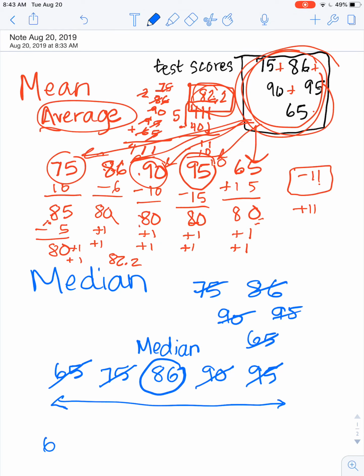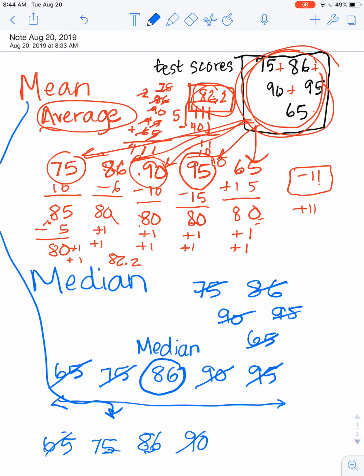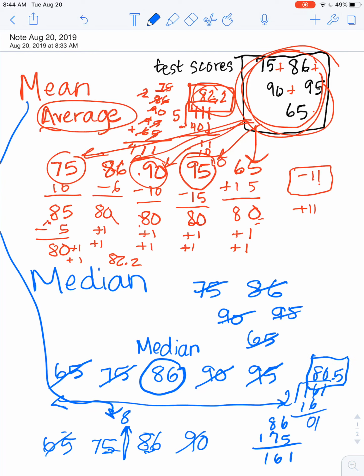If for some reason you only had 4, so if you had 65, 75, 86, and 90, well, you see, you cross out this one, and then you just have these two. You have to find the mean or the average between these two. What's in the middle of these two? So you would do 86 plus 75, which gives you 161, and then you divide that by 2. So that would be 80.5. So this median would be 80.5 because we have an even number.